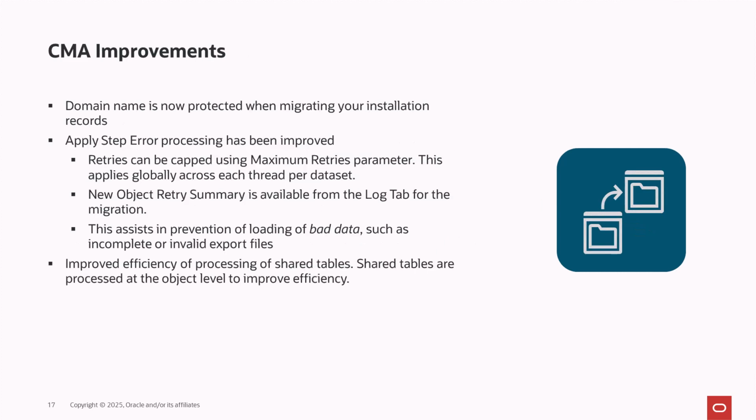CMA is the premier migration tool within your service. In each release, we further optimize the configuration of the tool and runtime engine to reduce both costs and risks when migrating configuration and test data. In this release, the domain name is now protected in a target environment when migrating installation records. The apply step has been optimized around retries. The number of retries is now configurable across the dataset with tracking provided on the log entries. This will help with identifying inconsistent or incomplete export information.